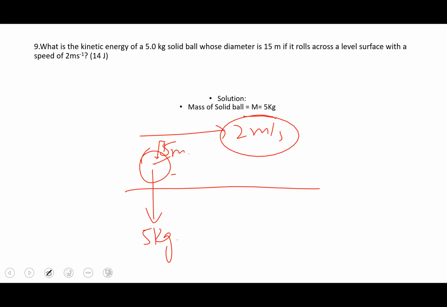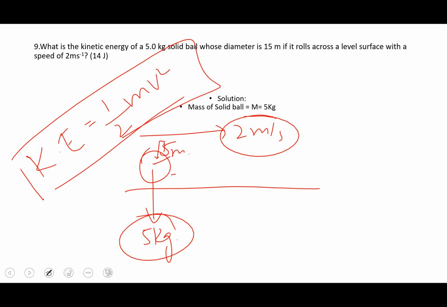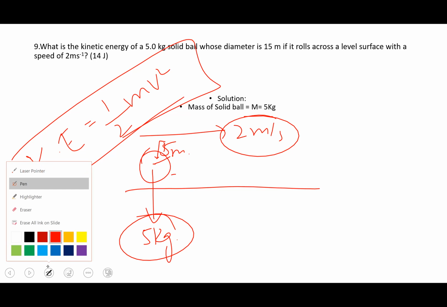We already have the velocity and we have the mass, and kinetic energy is given by half mv square. Now let us see how we can find out the values of this kinetic energy. So the diameter is given to us, which is 15 centimeters. So actually it is not 15 meters, this is 15 centimeters, and 0.15 meters is the right answer.